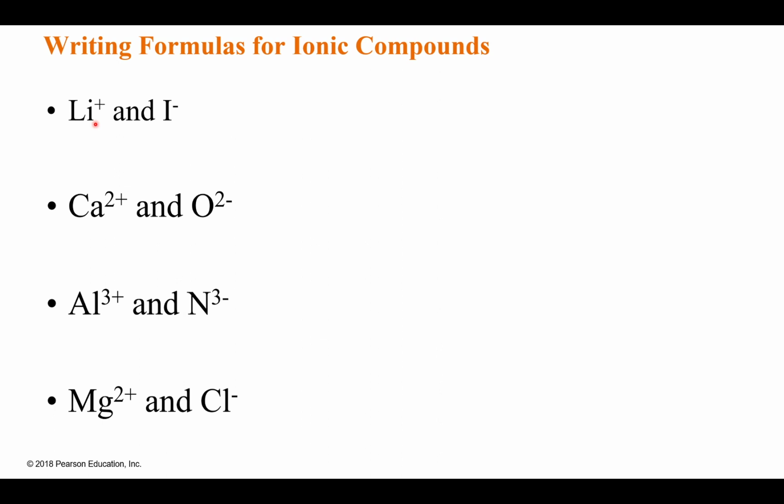So let's say I want to form a compound between lithium and iodine. Lithium has the tendency to lose 1 electron. Iodine has the tendency to gain 1 electron. So I end up with the following: lithium ion and iodide ion, plus, minus. So if I were to look at this, plus 1 minus 1 equals 0. Perfect. That means it's 1:1. So it's lithium iodide, LiI. That's how we come up with writing formulas for ionic compounds.